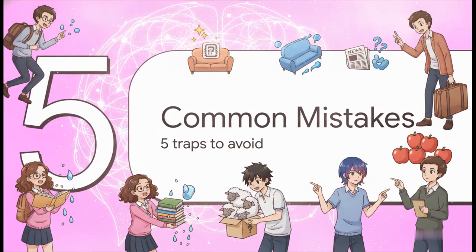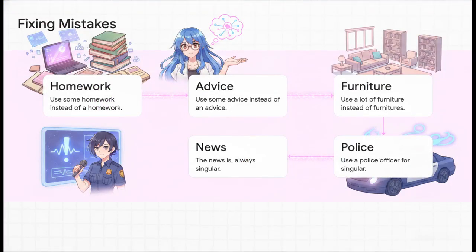Part 5. 5 common student mistakes. Okay, I have definitely made these exact errors myself, so let's look at the top 5 traps you really need to avoid. Mistake number 1, saying I have a homework. Homework is a non-count mass, so use some homework. Number 2, he gave me an advice. Again, advice is non-count. You need some advice or a piece of advice.